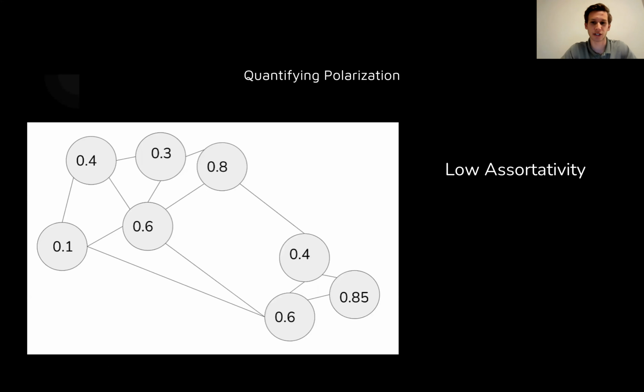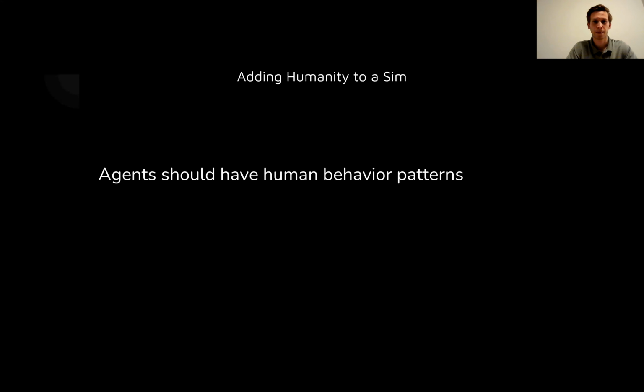And this graph shows the opposite, low assortativity. It's more densely connected. You don't see only 0.7s and 0.8s connected to each other, and you see a 0.1 connected to a 0.6 and a 0.4 connected to a 0.8. It's just more densely connected.